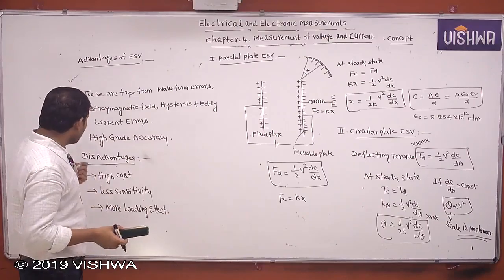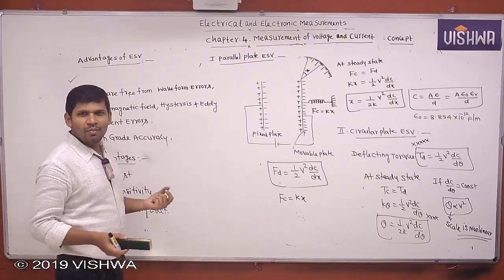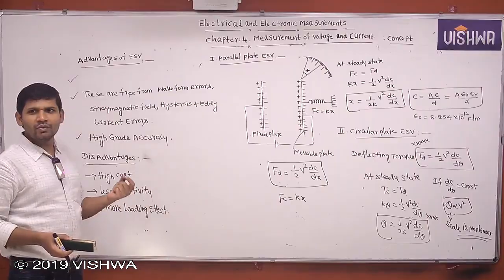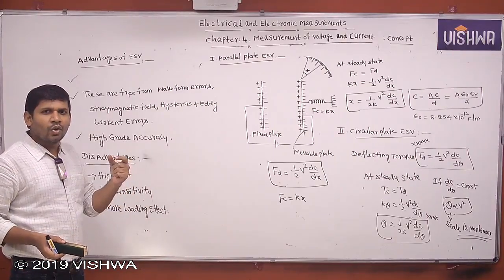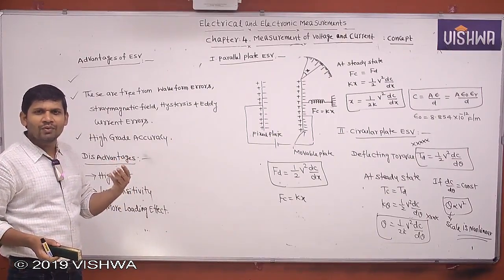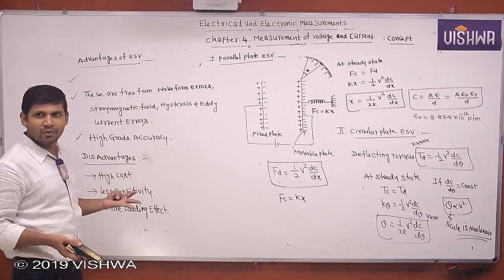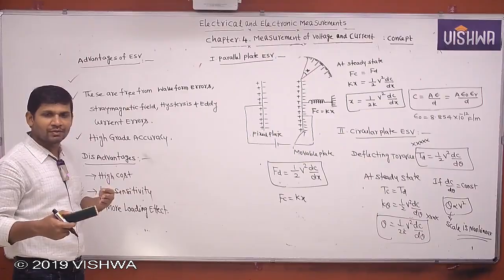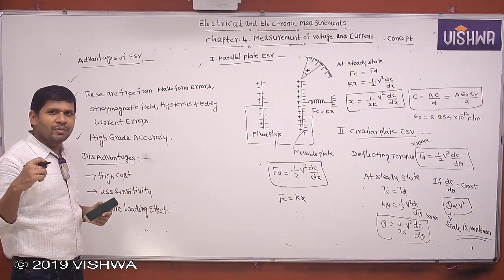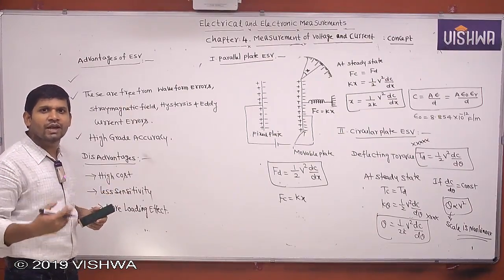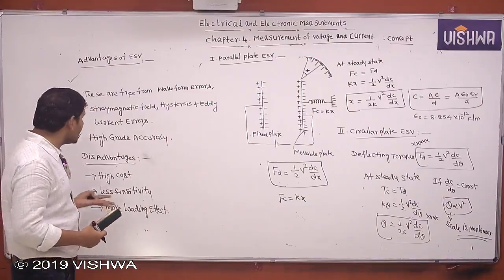Here I am telling that it has less sensitivity. Most electrostatic voltmeters can be used only for higher voltages; very low voltages cannot be measured. Minimum of 100 to 500 volts only we can measure. We can't measure 10 volts or 5 volts using an electrostatic voltmeter because of less sensitivity.